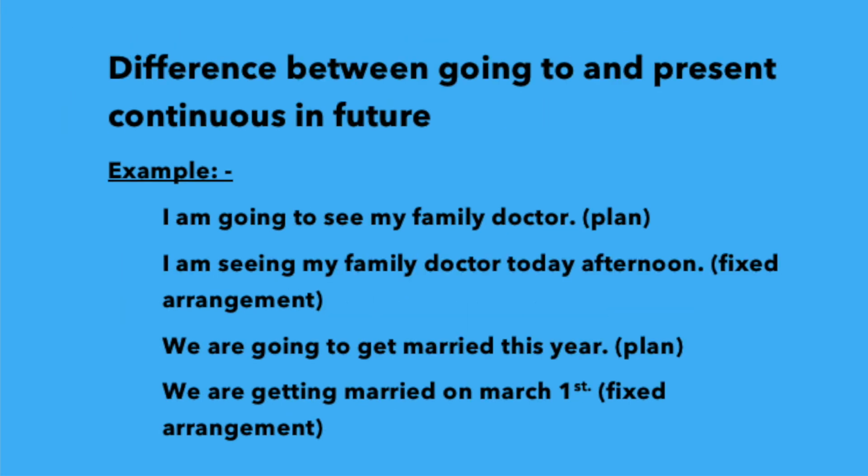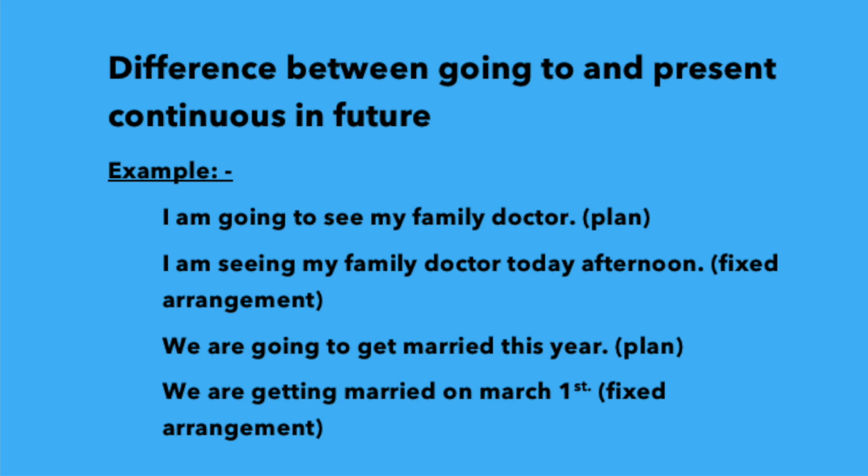See the example. I am going to see my family doctor sometime next week. I have a plan, but do I know the exact day? No, I haven't booked an appointment yet. This is my plan. But if I say I'm seeing my family doctor this afternoon, that is fixed. I have an appointment. That is an arrangement.